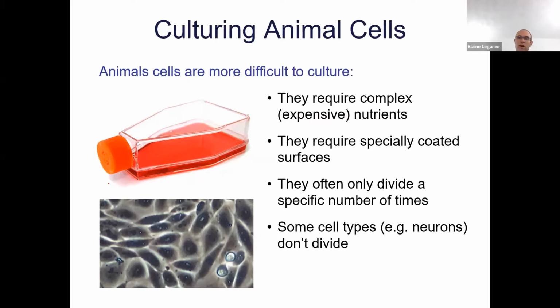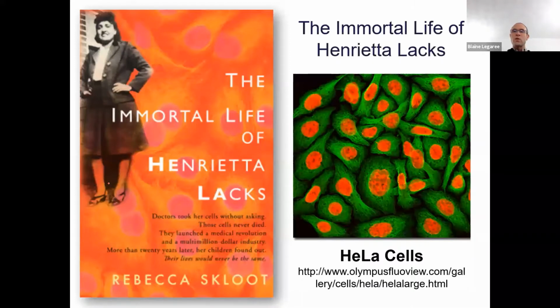Sometimes people will spend 5 to 10 years just to figure out how to grow a certain type of animal cell before they can actually study it. So very, very complex. So how do we make cells immortal? We use cancer cells. You may have heard of these particular cells. These ones here are very famous. These are called HeLa cells. You can see HeLa down there.